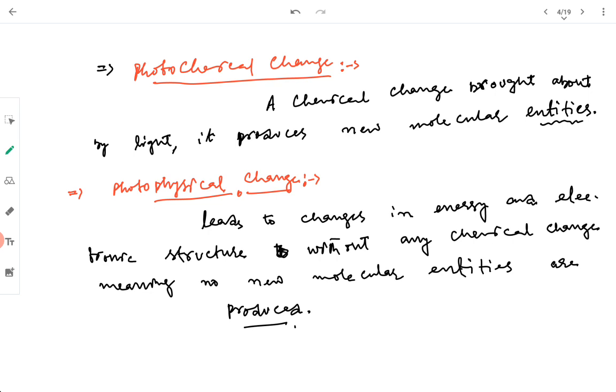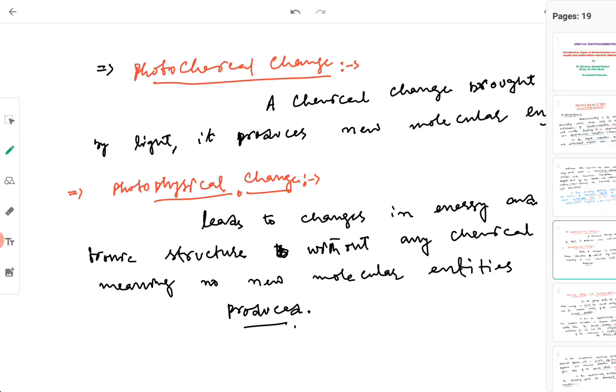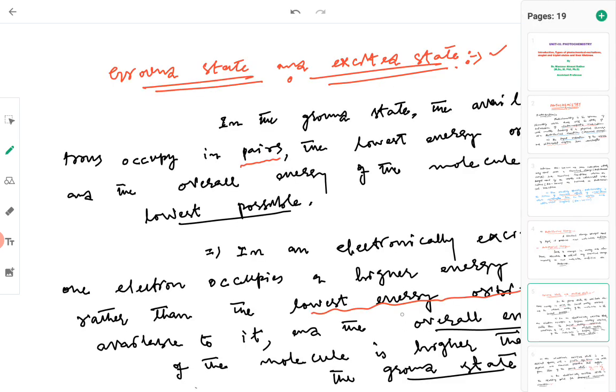A photophysical change, on the other hand, leads to a change in energy and electronic structure without any chemical change. It means no new molecular entities are formed, which means no bonds are broken in the reactants and no new bonds are formed in the products. It's known as a photophysical change. So in this photophysical change, only the energy of the molecule changes. The molecule goes from a lower energy state, the ground state, to a higher energy state.